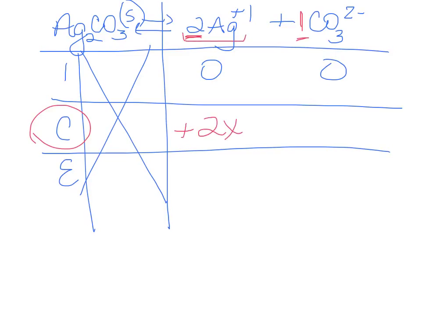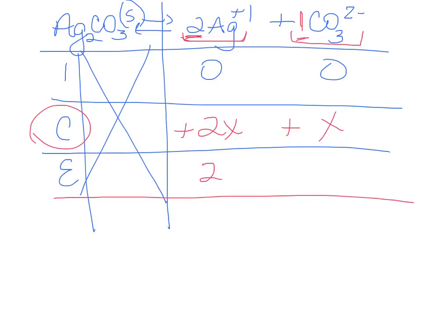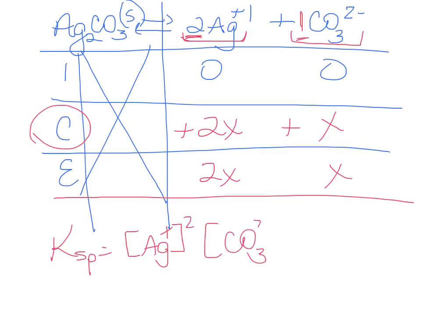And for every 2 silver ions that are formed, there's only 1 carbonate ion that is formed, so I'm going to call the carbonate change 1x. So the equilibrium expressions of the 2 ions are simply 2x and x. Remember that the equilibrium expression was concentration of silver ion squared times concentration of the carbonate ion. So plug in what you got for equilibrium concentrations.